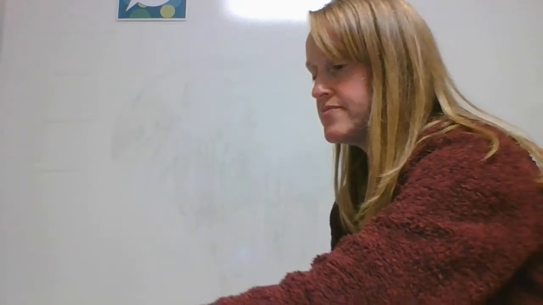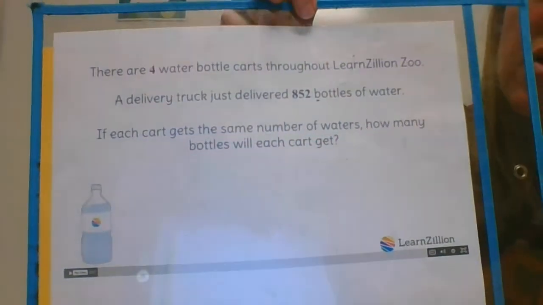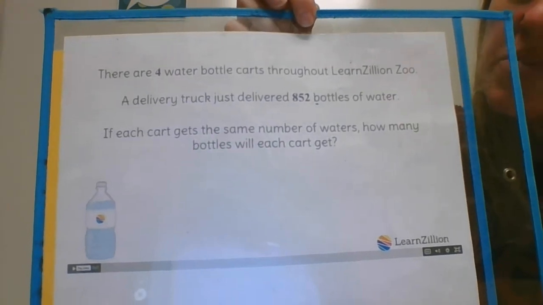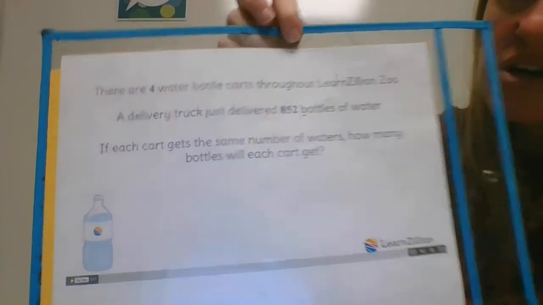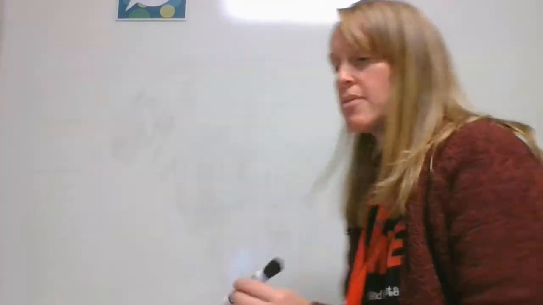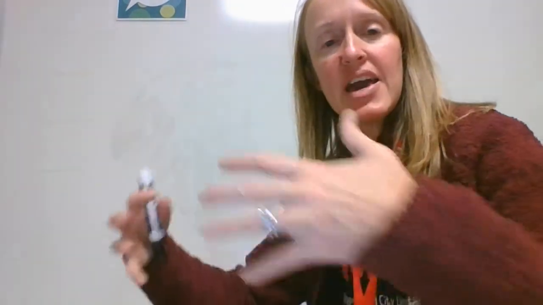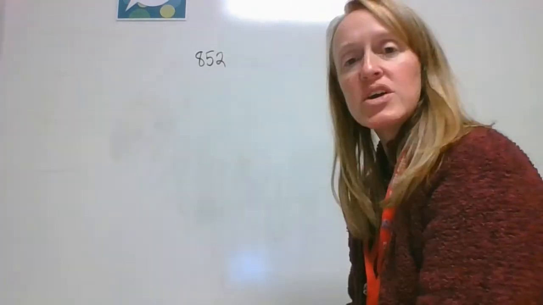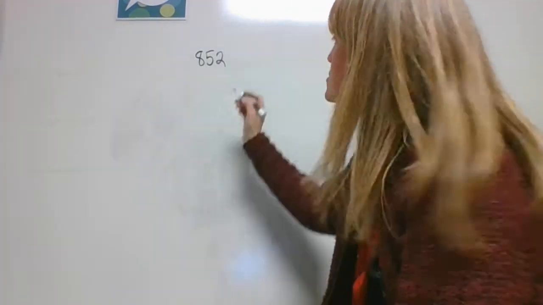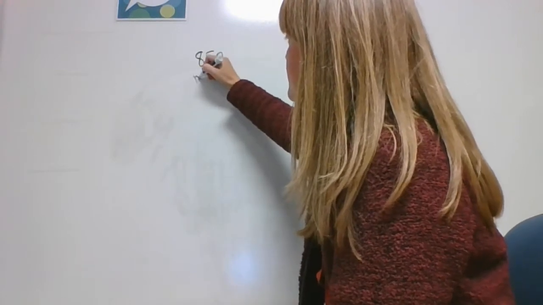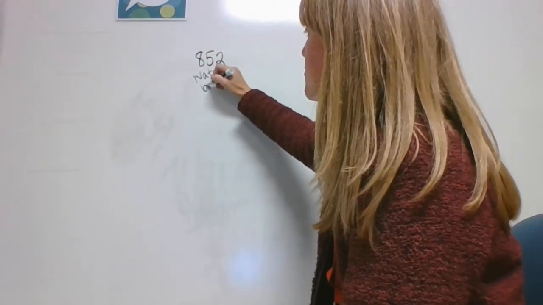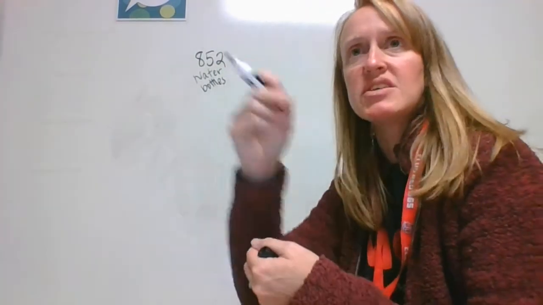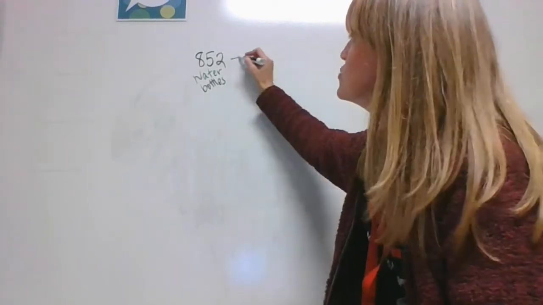Here's the question. If each cart gets the same number of waters, how many bottles will each cart get? So we're going to think about what equation can help us solve this problem. We know what it is that we have. We have 852 water bottles. And we know that there are 4 carts. So we have to share them equally with 4 carts. When we're sharing something or making equal groups, we're going to divide.